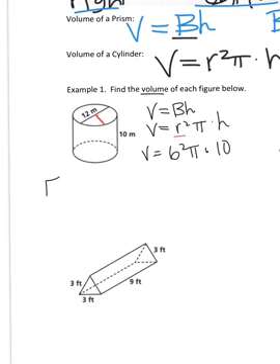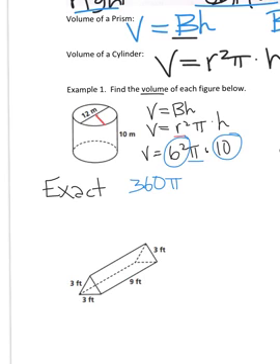If we want to do exact, what we would do is multiply 6 squared, which is 36, times 10. So exact is 360 pi. The units are going to be cubed. Volume is cubed. Area is squared. Perimeter is just perimeter, meters, centimeters. And then if we want to get an approximate, we would put that in our calculator and you would round whatever that is.